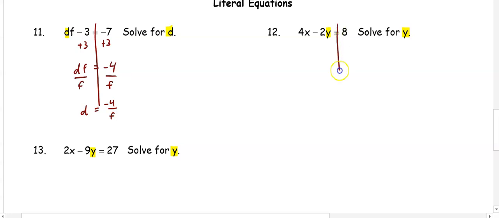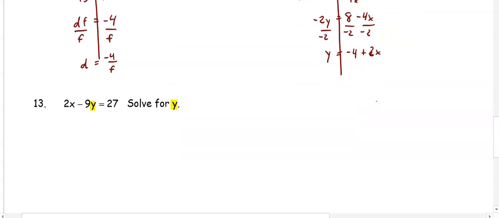In number 12, we want to solve for Y. So our first step is to subtract 4x from both sides. Negative 2y is equal to 8 minus 4x. Then we can divide each of those by negative 2. So y equals negative 4 plus 2x.